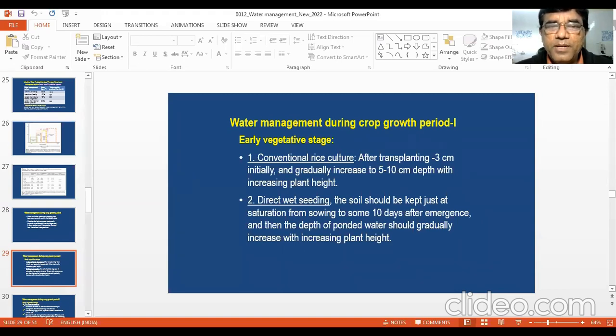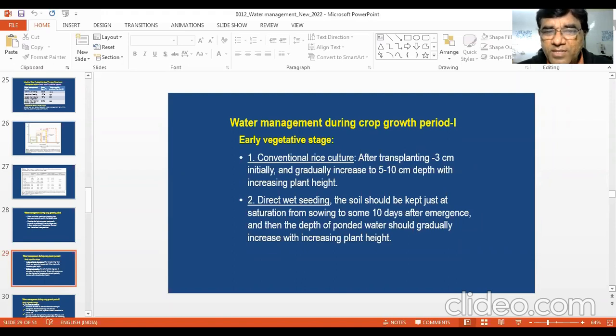Because during this period, the seedling will be shocked. So therefore, a thin layer of 3 centimeters should be there. And gradually, with the time, it can be increased up to 5 to 10 centimeter depth with the increasing plant height. So this is how you can manage water in early vegetative stage when you have conventional rice culture.